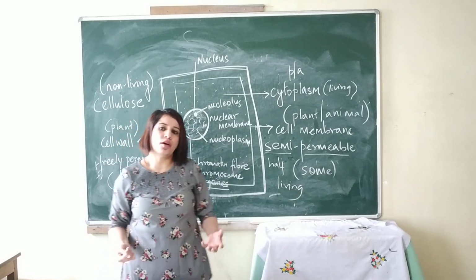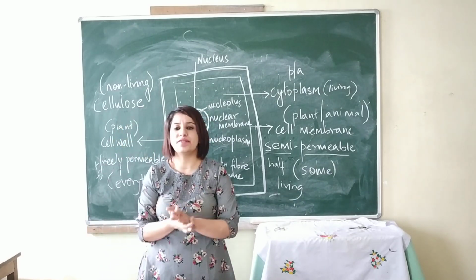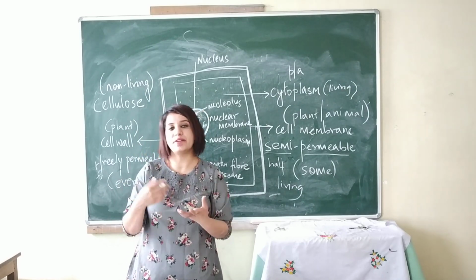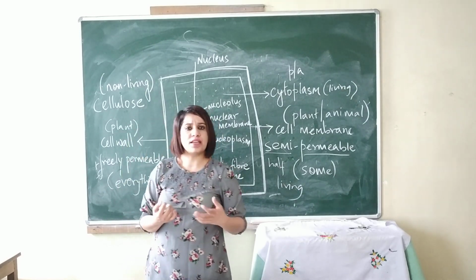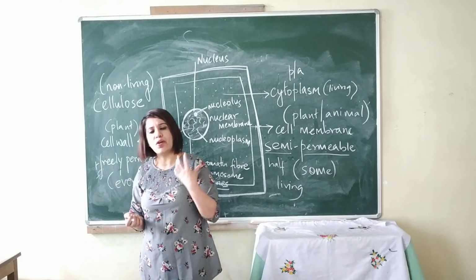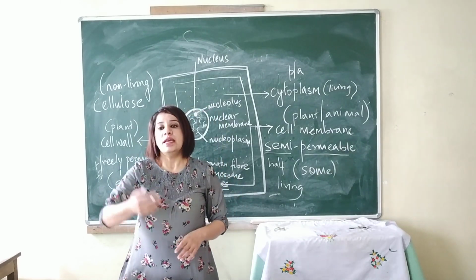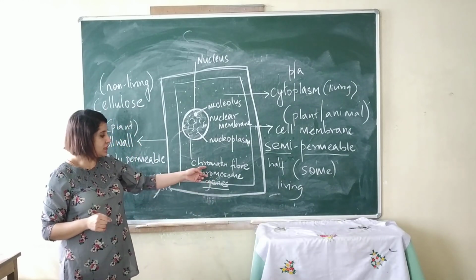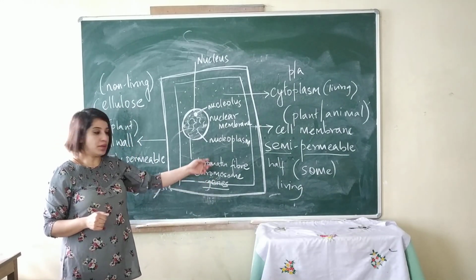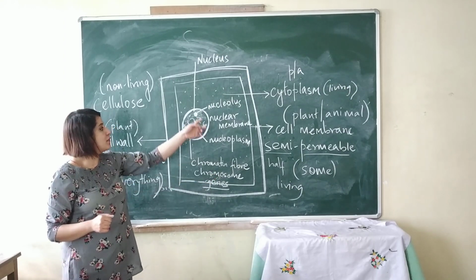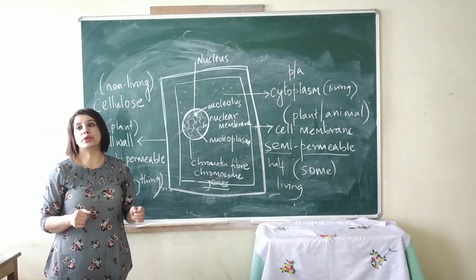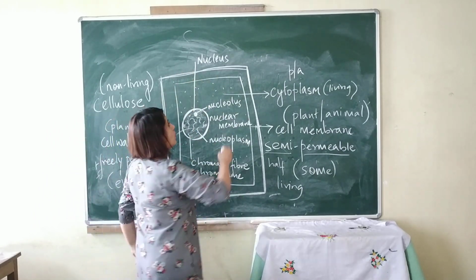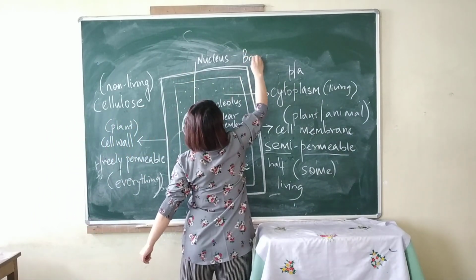Now whenever you meet a relative, they tell you that you look like your father, or your mother, or your grandfather, or your grandmother. So how is it that you look like them? It is carried through genes. So where are the genes present? They are present in the chromatin fiber. And where is the chromatin fiber present? Inside the nucleus. So the nucleus is actually called the brain of the cell.